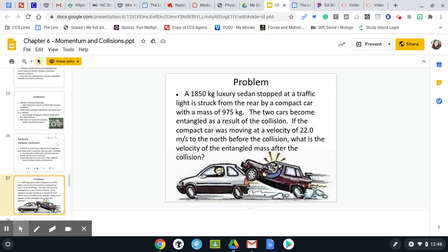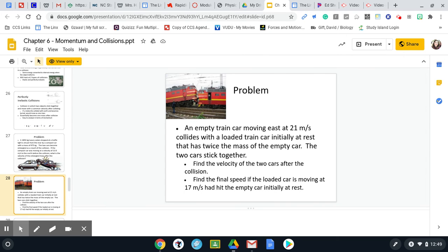If we continue through the textbook, it's going to give you some problems. This problem is dealing with a luxury sedan. It's sample problem 6E, and it's also here on slide 27 for you. So you can work through that and use that equation by plugging in your masses and your velocities to find the final velocity. There's also another example with an empty train car that you can look at. So please take a look at this one here on slide 28, as well as looking in your textbook for extra support.